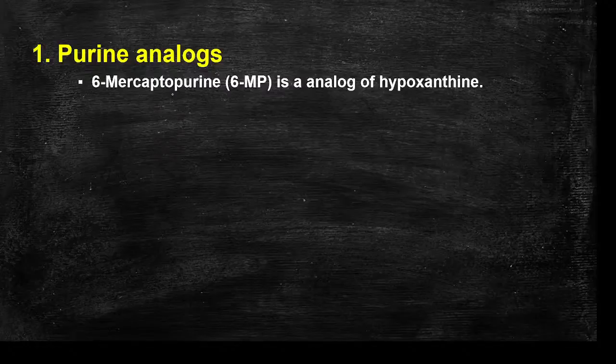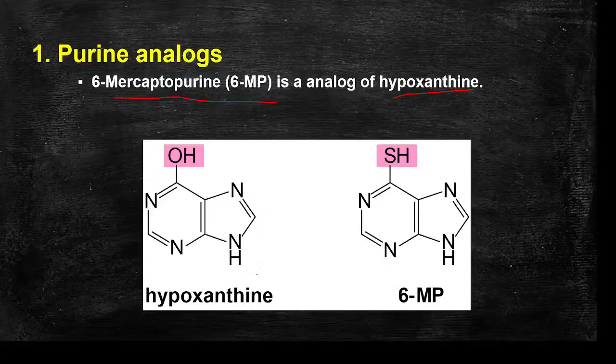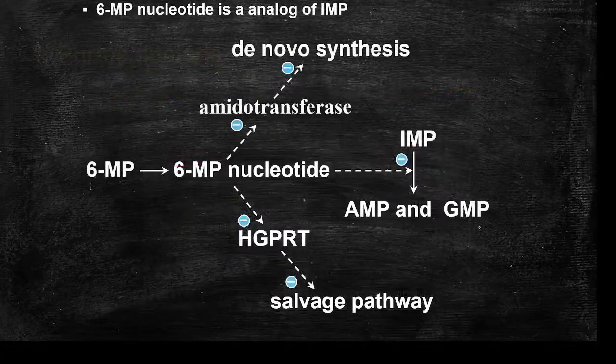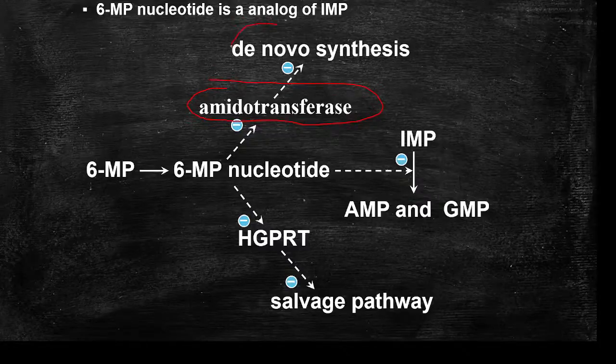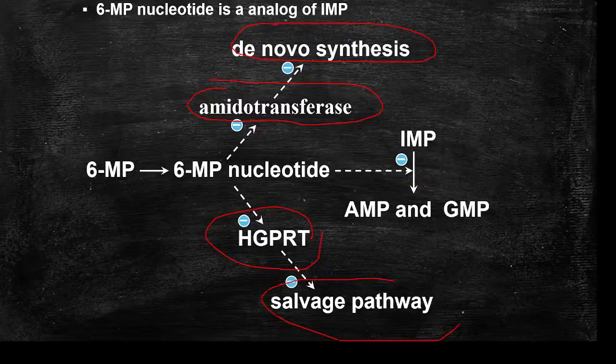One such drug is 6-mercaptopurine. This is an analog of hypoxanthine. This is hypoxanthine and this is 6-mercaptopurine. The only structural difference is that in hypoxanthine there is an OH group, and in 6-mercaptopurine there is an SH group. 6-mercaptopurine inhibits the amidotransferase enzyme, so it blocks de novo synthesis of nucleic acids, and it also inhibits HGPRT, which blocks the salvage pathway. It also inhibits conversion of IMP to AMP and GMP.